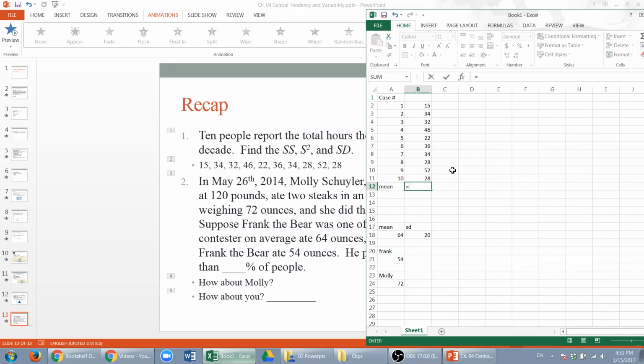All right. Now the first step, of course, is the mean. You should know how to do the mean. Equals average, right? You highlight the whole thing. So now this is the mean. Now the second step is the deviance of each data point from the mean. So equals, and then highlight this data point minus the mean.